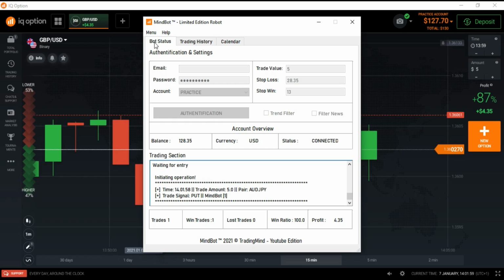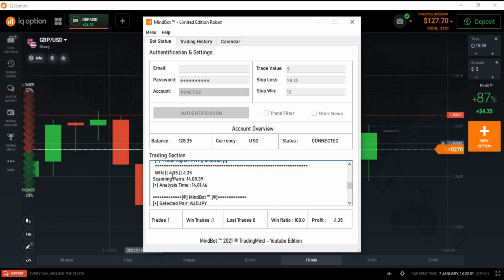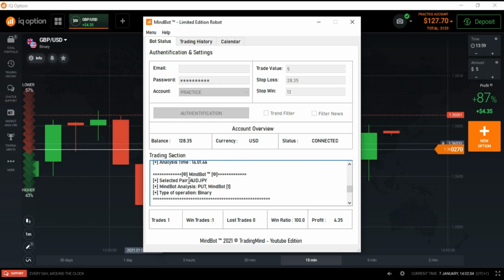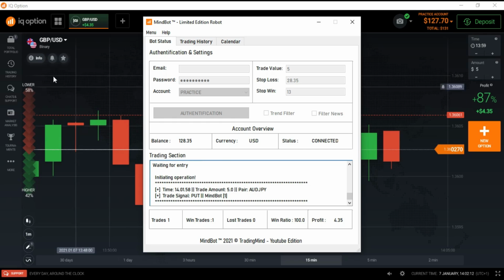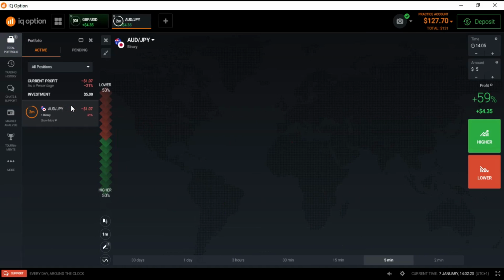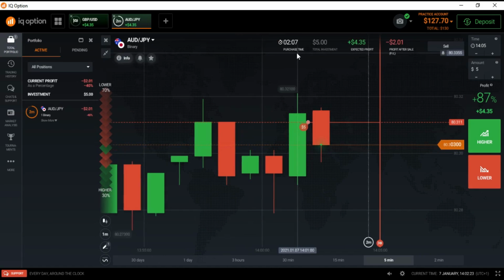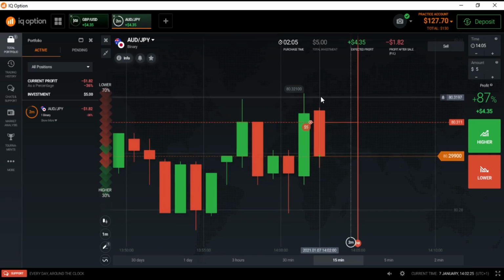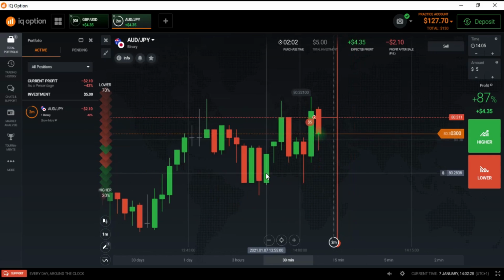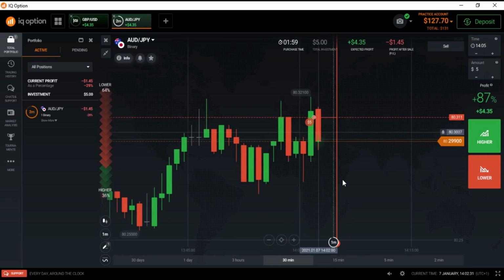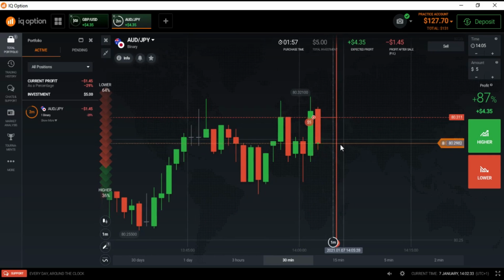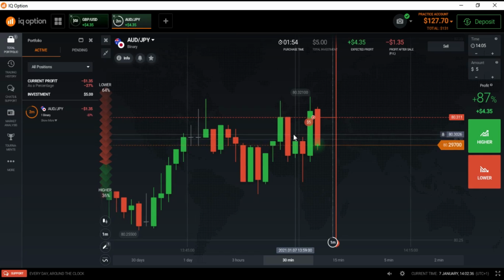So as you guys can see, we have a trade here. So the analysis was fast. So we had OGPY. The type of operation is put into the binary. So OGPY was a put, and the trade amount was deducted from the balance. And let's see what is going on. So as you guys can see, it's going in a very good direction. So let's wait until this trade finishes and let's see.